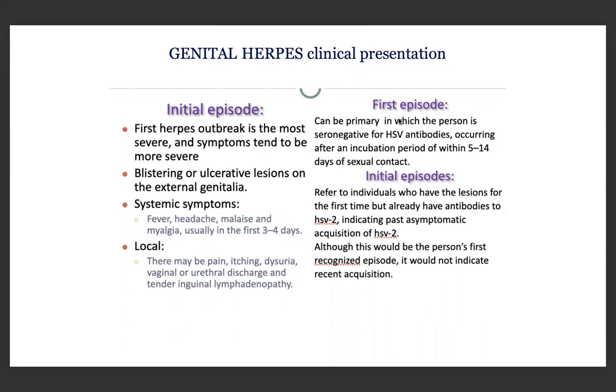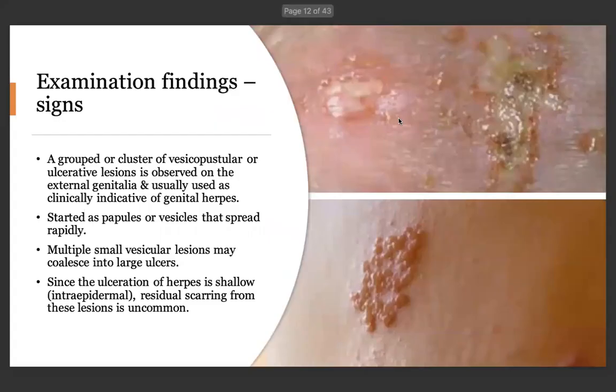Initial episode refers to individuals who have the lesion for the first time but already have antibodies to HSV2, indicating past asymptomatic acquisition of HSV2. Although this would be the person's first recognized episode, it would not indicate recent acquisition. Examination findings: a group or cluster of vesiculopustular or ulcerative lesions is observed on the external genitalia and is usually considered clinically indicative of genital herpes.